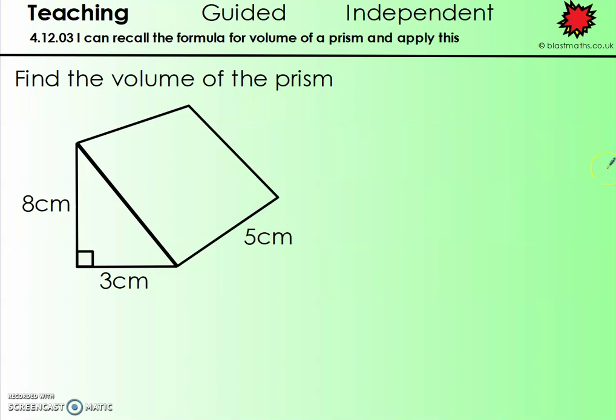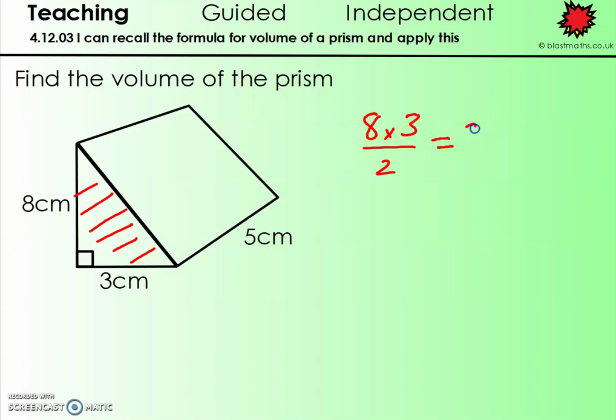Right, so we're finding the volume of this triangular prism. So we're going to find out the cross-sectional area first, so the area at the front. And the way we're going to do that is we're going to recall the fact that it's base times height and then half to get the area of a triangle.